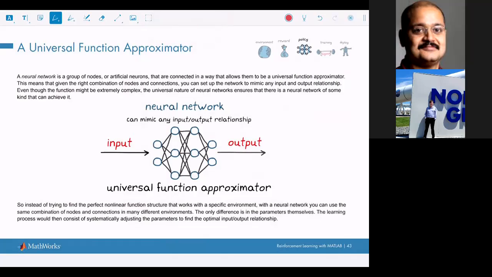So can someone tell me in one sentence, how would you explain a neural network? Black box? Universal function approximator. Now, black box.